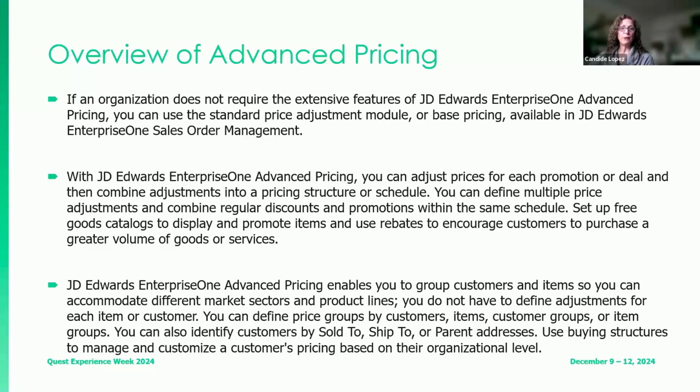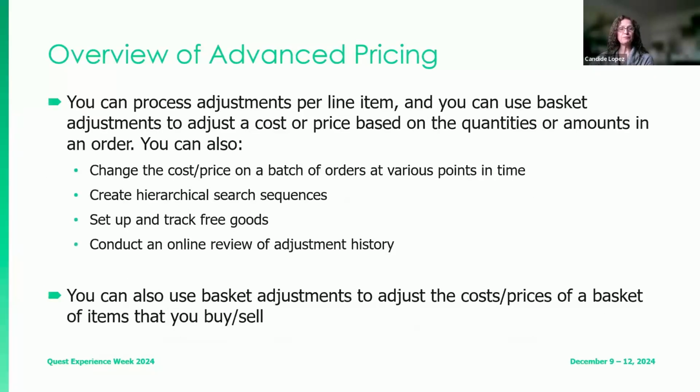There are also what are called buying structures, and those will allow you to manage customer pricing based on different organizational levels. So there are some industries where customers are buying from multiple entities and the entity drives the adjustment. Or maybe the ultimate ship to drives the adjustment. So buying structures enable you to have some of those tiered levels and within the organization still be able to price correctly. You can process adjustments by line.